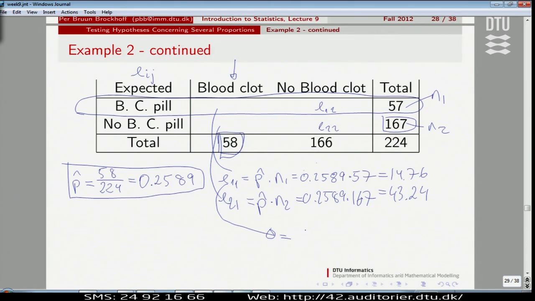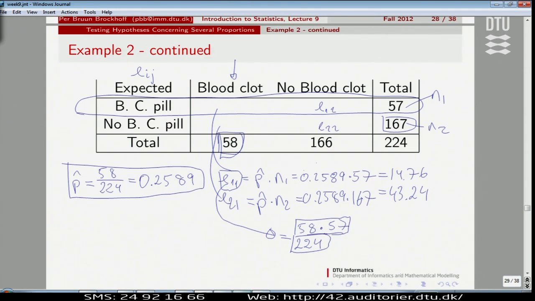What is P hat? P hat was 58 over 224. And then I say times N1, which was 57, right? So P hat, so E11, and that is the same for all of them. All of the expected values come as the product of two numbers divided by the total, 224.